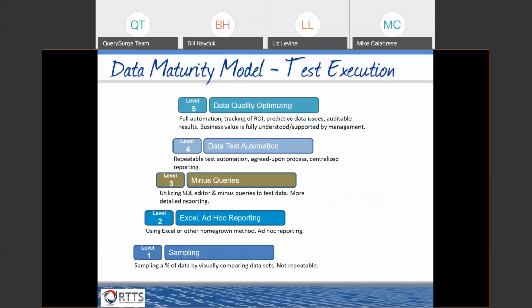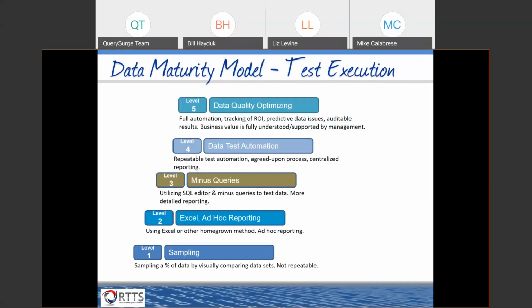So the ideal goal for any data validation process is to reach a level of maturity where you're tracking your ROI, there are predictive data issues, and you're achieving auditable results. Everyone on the team is on board. This is usually done through implementing a successful automated solution.